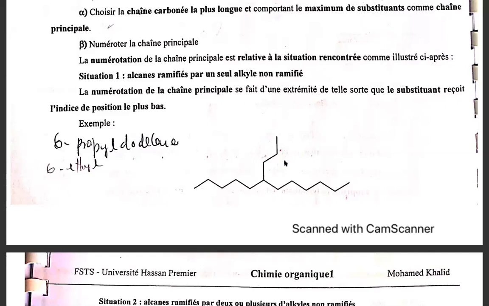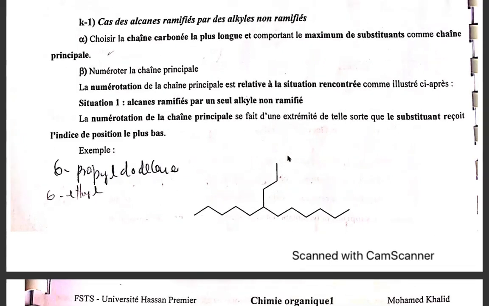The lowest number possible. So you can either start from this side or from this side. If we start from this side, it's going to be 1, 2, 3, 4, 5, 6, position number 6. And if we start from this side, that's going to be 1, 2, 3, 4, 5, 6, 7. So when you compare 6 to 7, you find that 6 is lower than 7. It's just common mathematics, common logic. 6 is lower than 7. So automatically the index for this substituent will be 6.